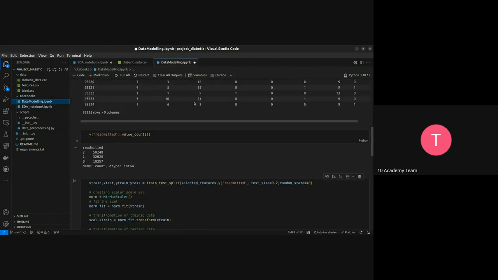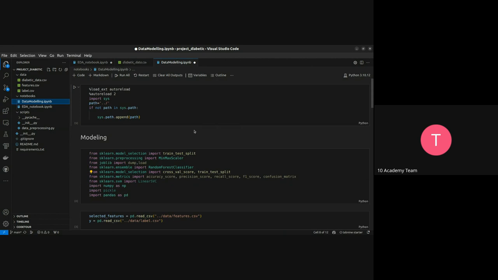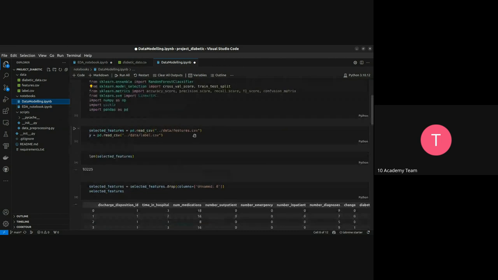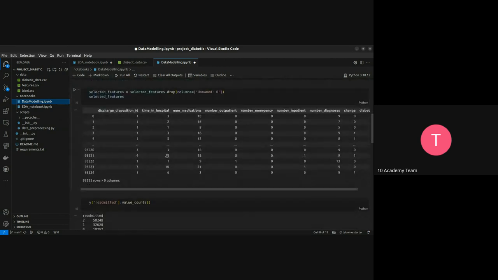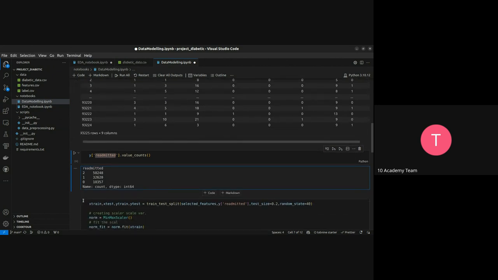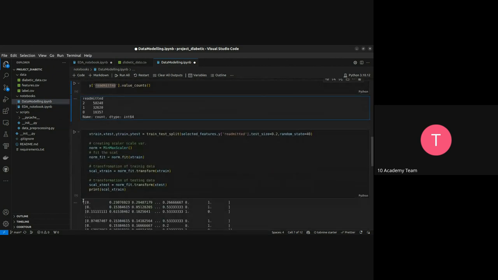Moving to the data modeling. It's not a lot because most of the jobs were done in the cleaning process. So just load the data. Here you can see that zero means they have not been admitted, one means they have been admitted, and three, from the data set, means they have not been followed, I guess. So you need to see the data for this one. Then just split the training and test as we did earlier.